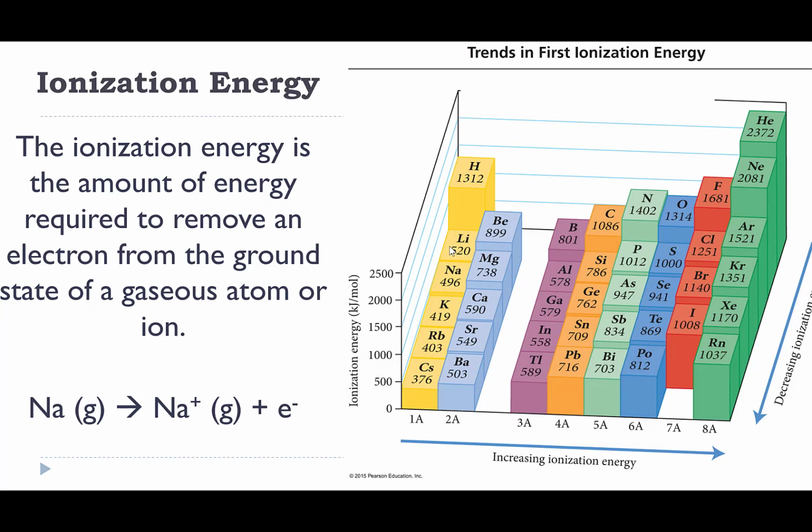So ionization energy going from left to right generally increases. Those atoms tend to be less likely to release their electrons. That's it for ionization energy.